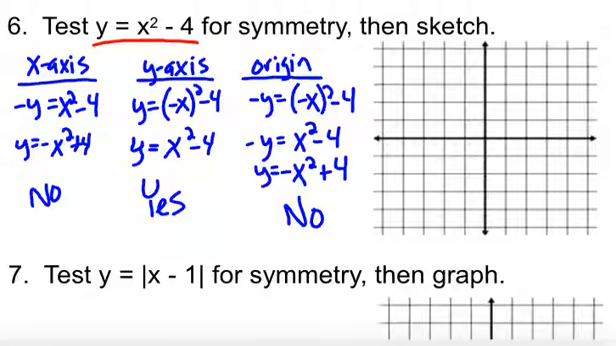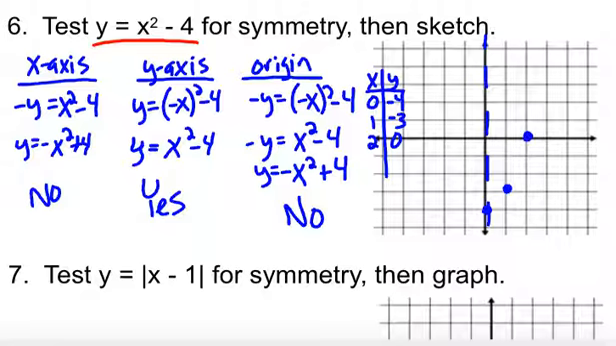So the benefit to this is when we go to create our table of values, we only have to plug in positive numbers because then we can just reflect them. We know that this thing is symmetric about the y-axis. So I'm going to plug in 0, 1, and 2. When I plug in 0, I get negative 4. When I plug in 1, I get negative 3. And when I plug in 2, I get 0. So 0, negative 4, 1, negative 3, and 2, 0.